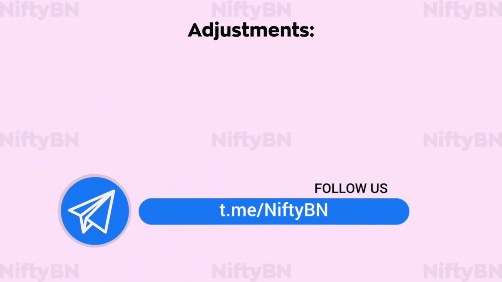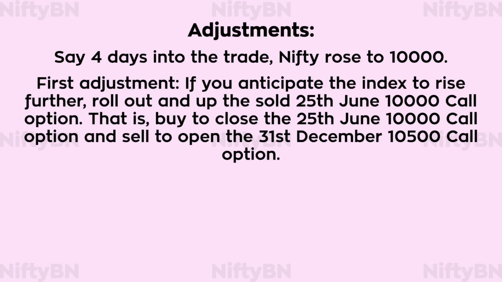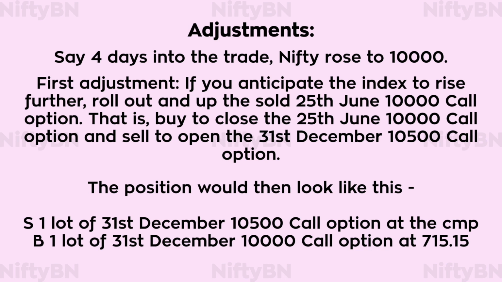Now let's look at the adjustments that can be made to a troubled call calendar spread. Say 4 days into the trade, Nifty rose to 10,000. First adjustment. If you anticipate the index to rise further, roll out and up the sold 25th June 10,000 call option. That is, buy to close the 25th June 10,000 call option and sell to open the 31st December 10,500 call option. The position would then look like this.